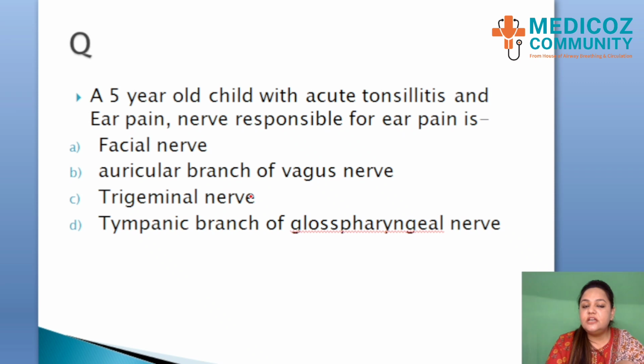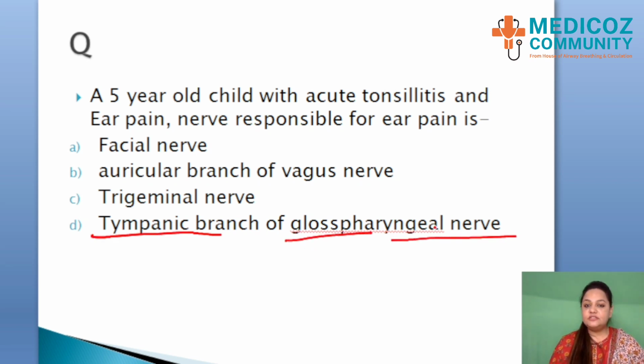Now this glossopharyngeal nerve is also giving secretomotor supply to the parotid gland as well, via a tympanic branch, which is called Jacobson's nerve here, and this tympanic branch is also supplying your ear here. Clear? So clearly the answer for this question is the tympanic branch of glossopharyngeal nerve. In case of acute tonsillitis, the ear pain is due to the tympanic branch of glossopharyngeal nerve. So this is a very simple question here. If you know the nerve supply and its branches, then you can identify the correct option here.